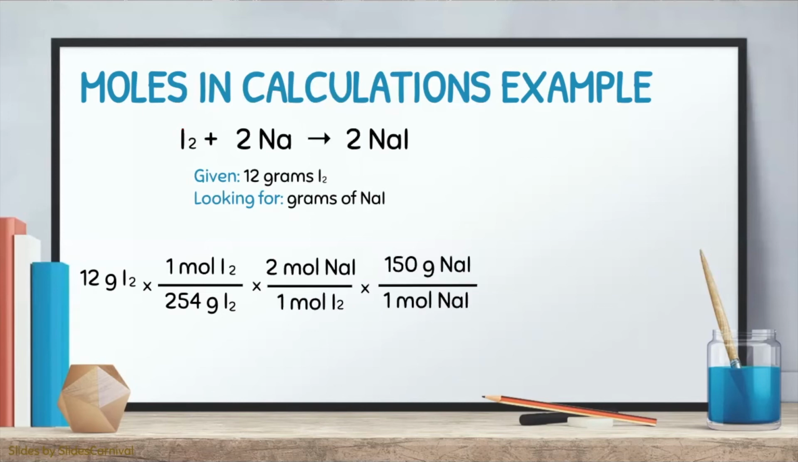Now you can use the moles of NaI to get the mass of NaI. To get that mass, I just added the mass of sodium and iodide. All of the units cancel, so you're ready to calculate the answer. And the answer is 14.2 grams of NaI.